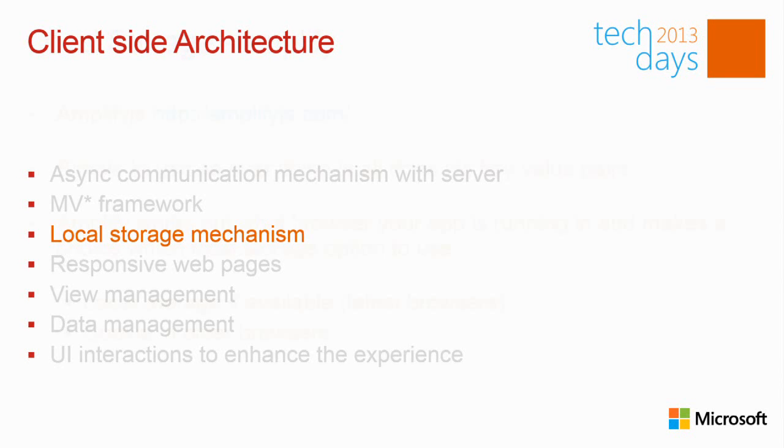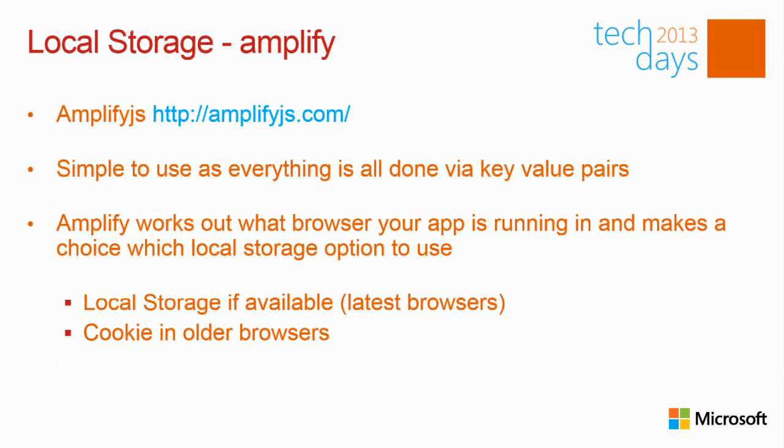Local storage. Always good to have a bit of local storage. For local storage, I use Amplify.js. Totally awesome. So simple, even a fool like me can use it. There's also a plugin for Amplify with Backbone, which means it just plugs straight in. It's a one-line piece of code, and boom, got local storage. Nice and easy.